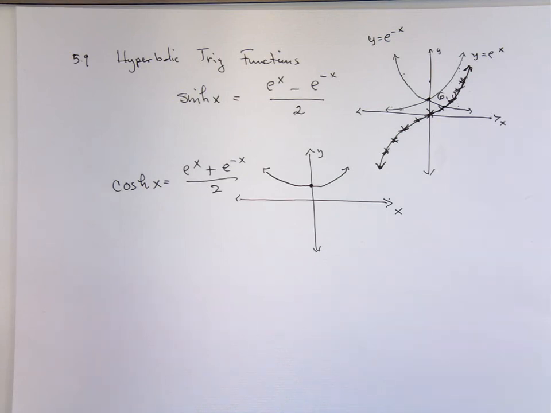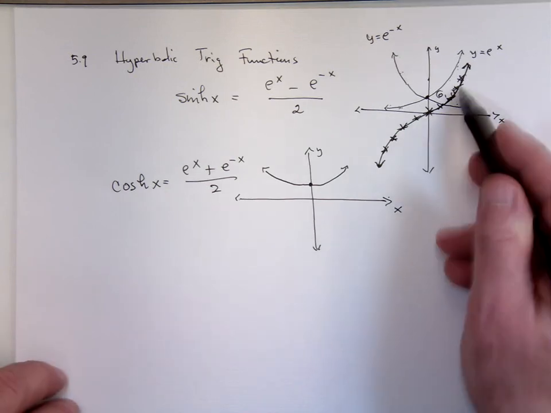Odd. What kind of function is cosine x? Even. Yeah. See, there's similarities there. Okay. Cosh, cosine, both even. Sinh, sine, both odd. Okay. Odd functions have symmetry with respect to the origin. Even functions have symmetry with respect to the y-axis.